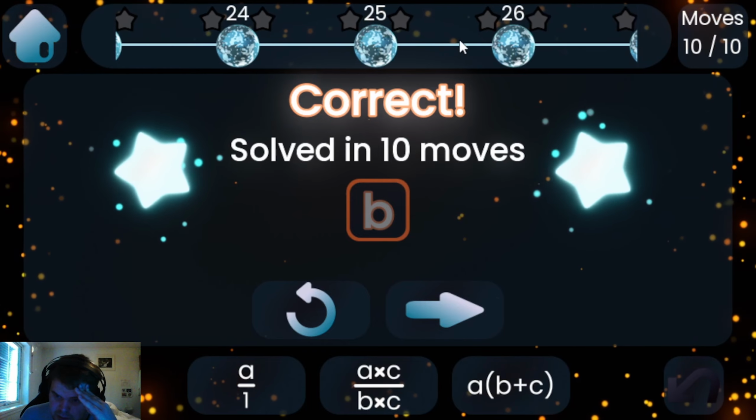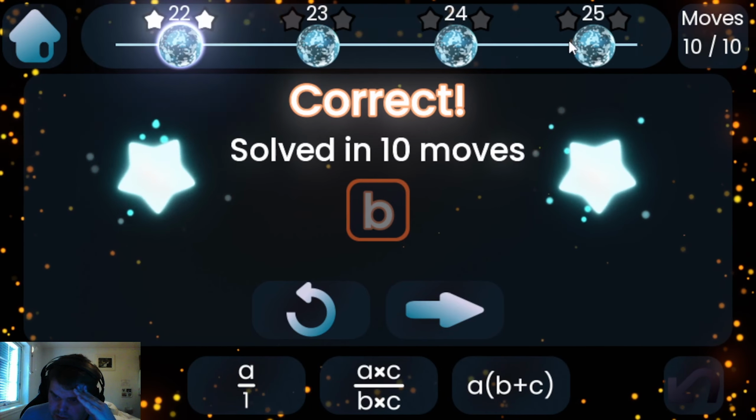But we're at the very end here. There's like 6 levels left or something like that. 5 levels left. Yeah.